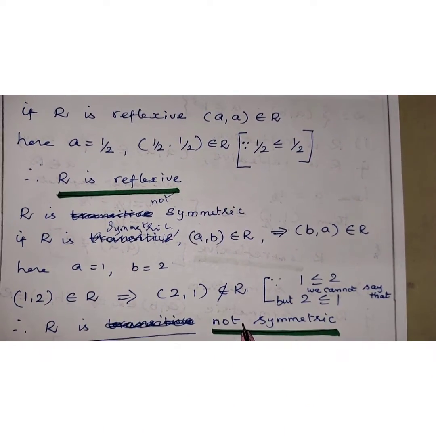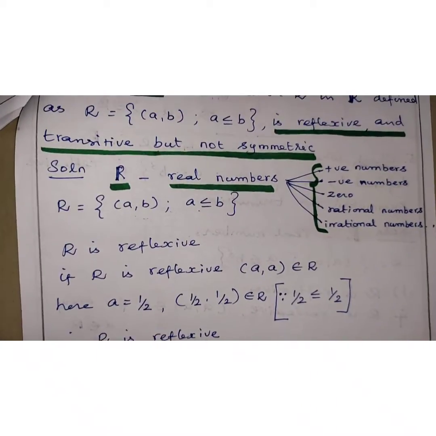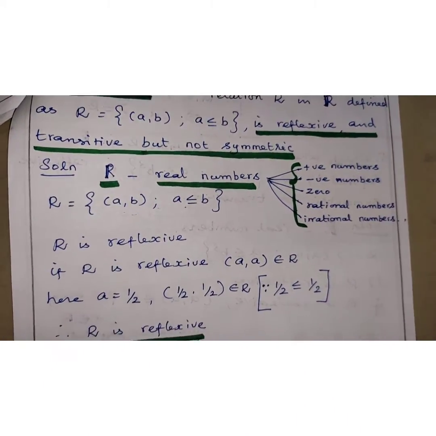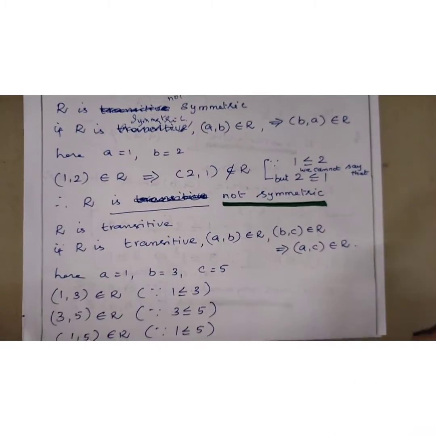Now we have to prove the third one, that R is transitive. R is transitive here.